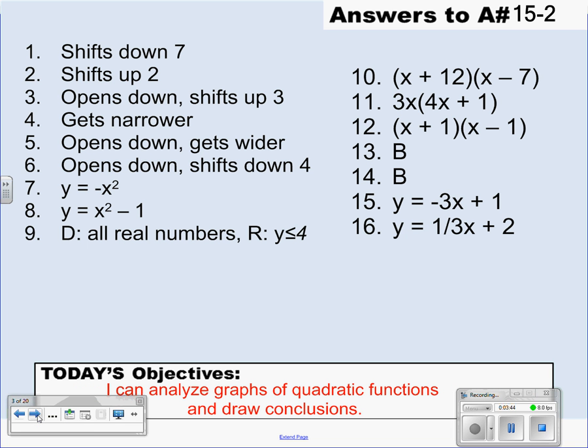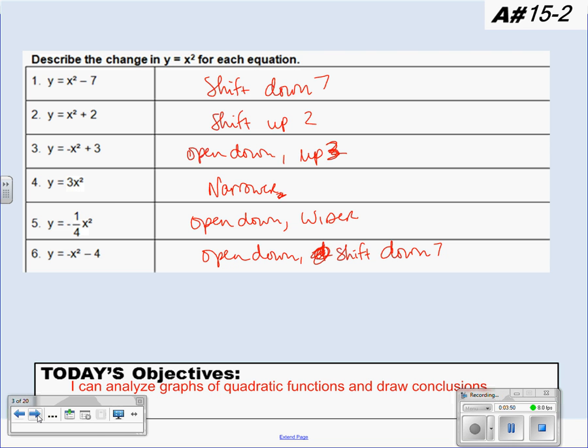Here are the answers to assignment 15-2. You may pause if you need longer in order to check your assignments.